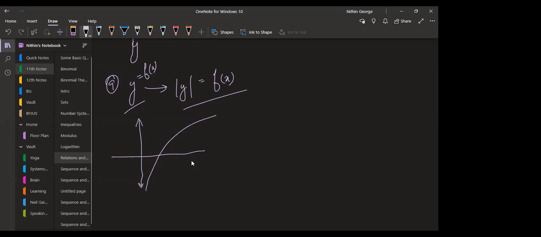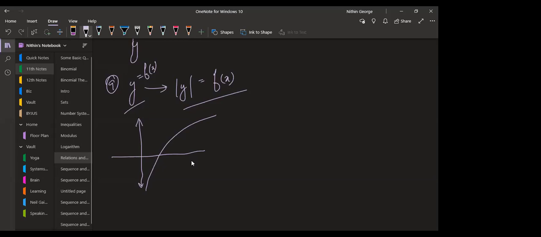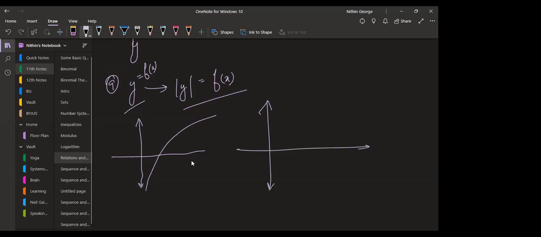Sir, everything will be above the x-axis. It's the same confusion you're having there. Why can't y take negative values? Mod is outside y, right? Sir, or will there be two graphs? How? Plus or minus f of x? Like, will it be two? There should be 2 parts.